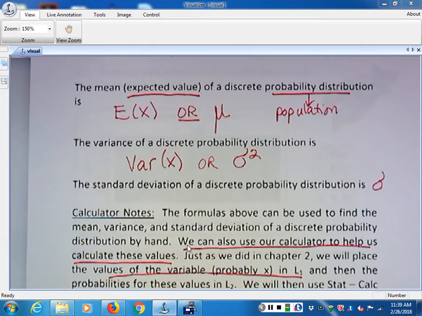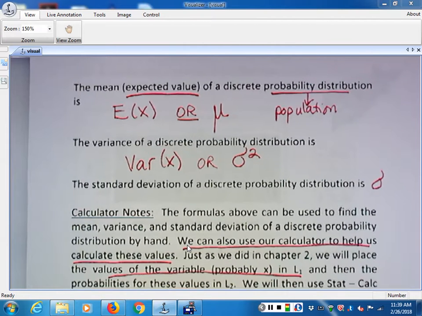If you do need to find the variance for whatever reason, then you find the standard deviation, being sure to use the one with the population. And as you're going to see, hopefully that won't be a problem. You're going to take your population standard deviation and square it. So we're going to use the calculator to do everything.